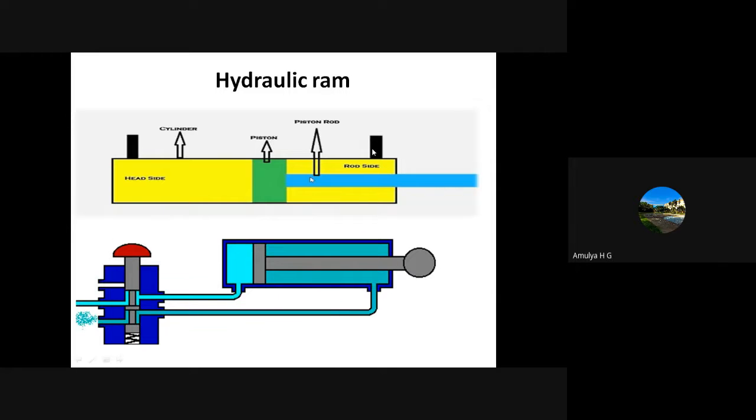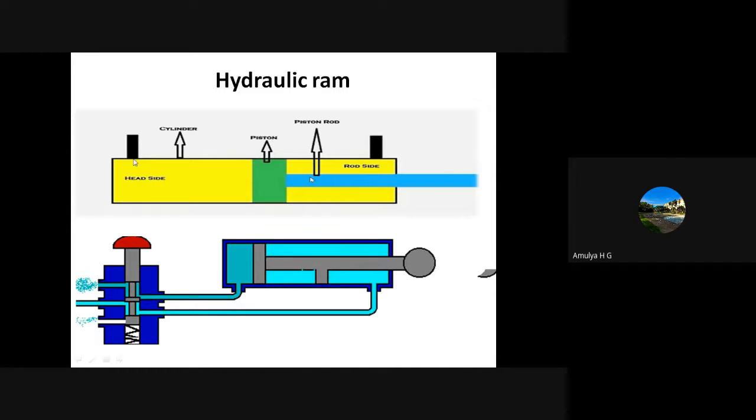Depending upon the oil entering the cylinder, the port acts as an inlet and also as the outlet. This piston rod can move in the upward direction and also in the downward direction. Suppose the oil or the fluid enters the head side of the piston, because this is the head of the piston, we'll consider this as the head side.